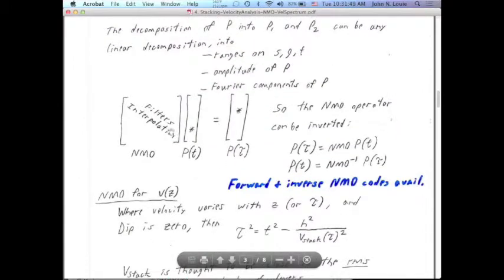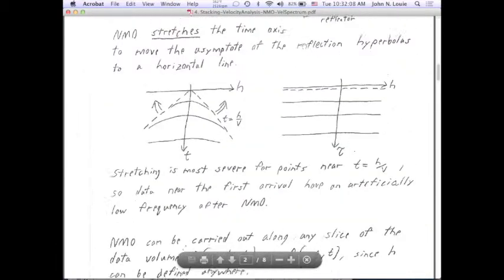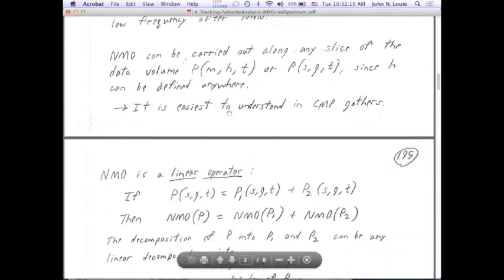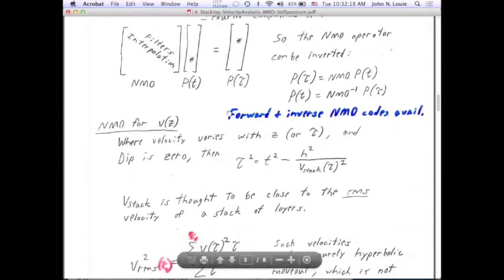Knowing that you can represent NMO in this simple linear operator way, then you know right away there's an inverse, and in fact I can give you forward and inverse NMO codes. All you have to do is look at the defining travel time equation to figure out how to do that inverse, right? It's not that difficult.